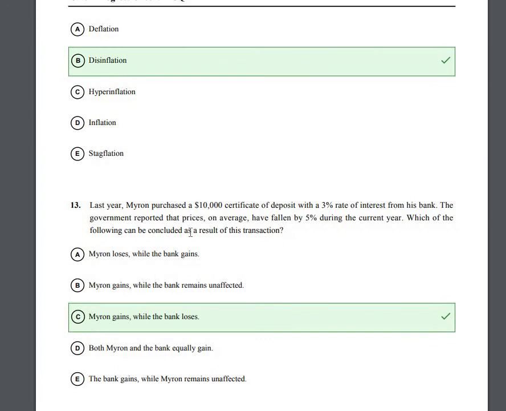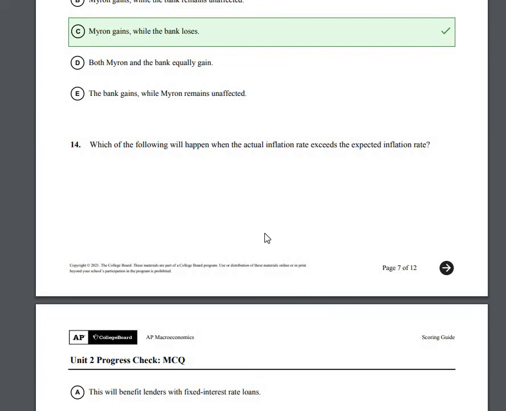Last year, Myron purchased a $10,000 certificate of deposit with a 3% rate of interest from his bank. The government reported that prices on average have fallen by 5% during the current year. Which of the following can be concluded as a result of this transaction? C, Myron gains while the bank loses. So he made not only 3%, but then his money gained an additional 5%. The bank was left having to pay that. So in a real sense, they lost that much money.